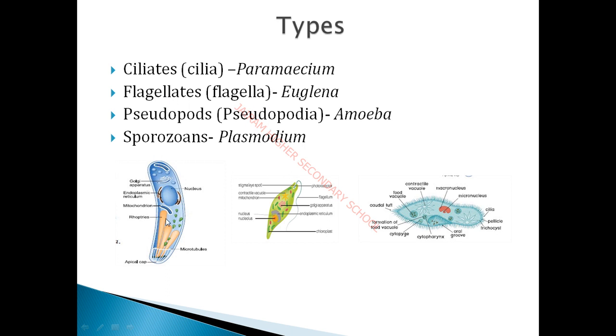And pseudopods. So pseudopods, it's nothing but pseudopodia. Pseudopodia is a false foot. You can see the best example is amoeba. So amoeba contains a false foot called pseudopodia. So those organisms which contain a false foot are classified under pseudopods. And sporozoans: when the protozoa contains spores, it is classified under sporozoans.